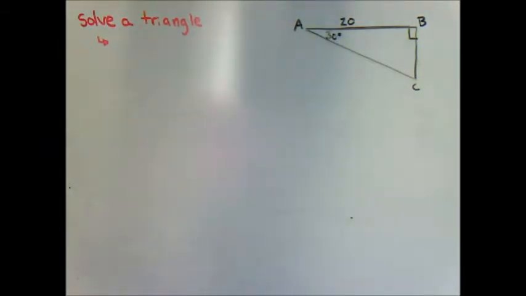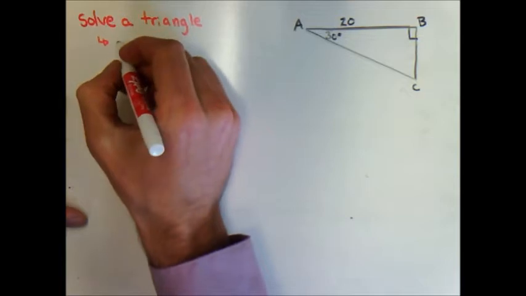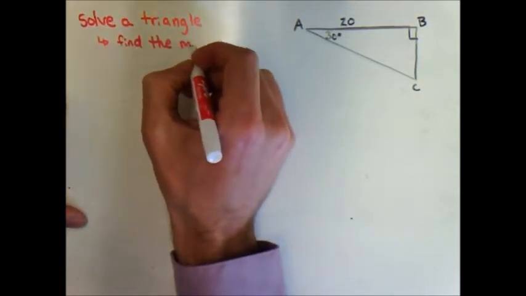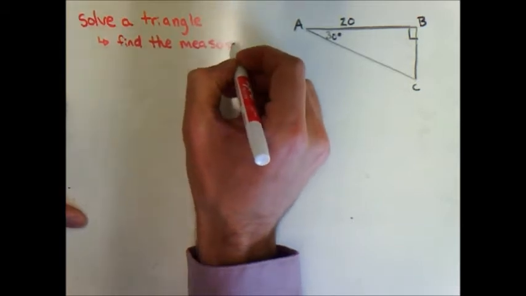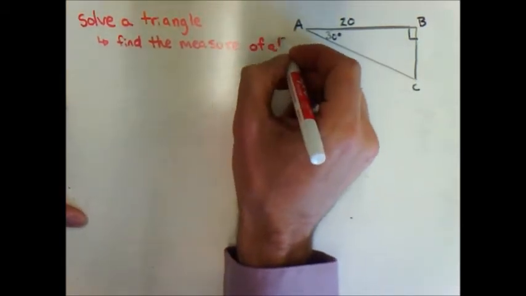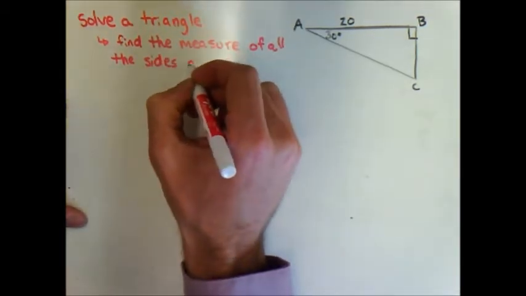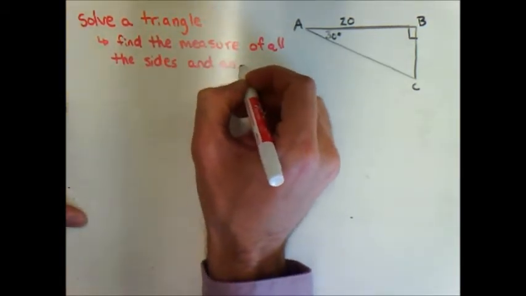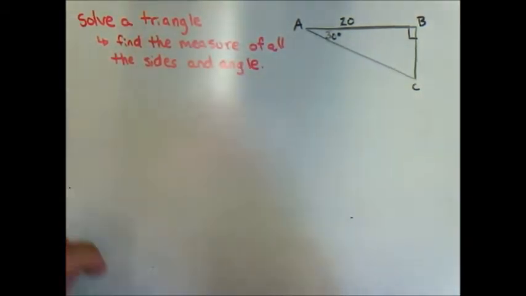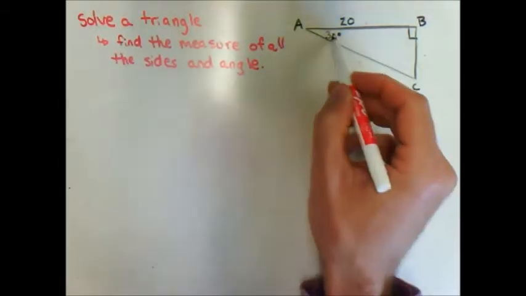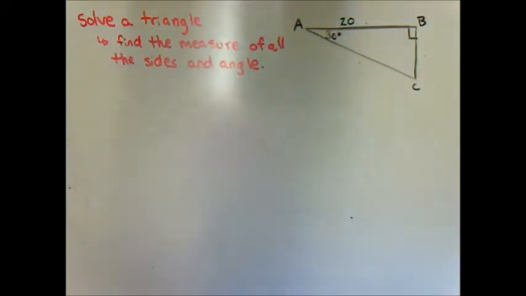In example 4, we are asked to solve a right triangle. To solve a triangle means to find the measure of all the sides and angles. So in order to solve this triangle, we're going to have 6 pieces of information. We're going to have 3 sides and 3 angle measurements, and then that triangle will be solved.